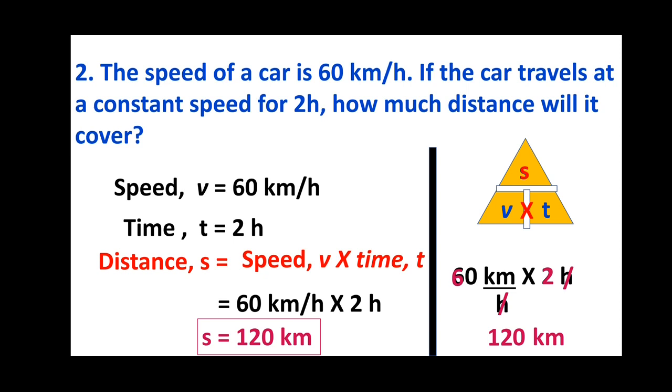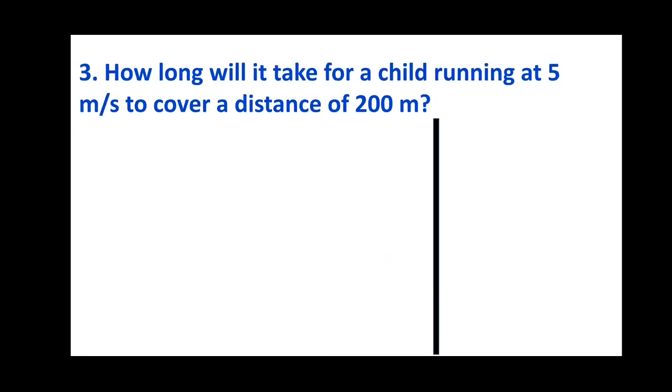Now moving to the third question. That is, how long will it take for a child running at 5 meter per second to cover a distance of 200 meter? Read the question once again. How long will it take for a child running at 5 meter per second to cover a distance of 200 meter? We know that meter per second is the unit of speed. So in the question they have given us the speed and distance. How long will it take? That means we have to find the time.